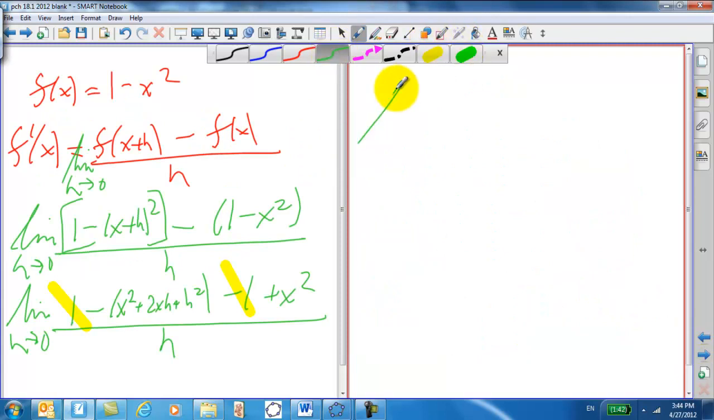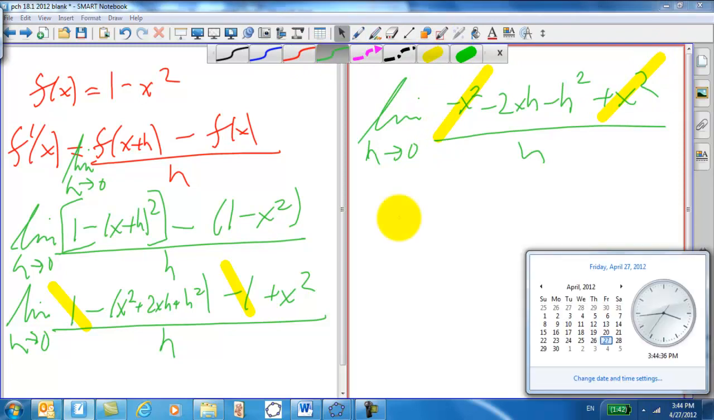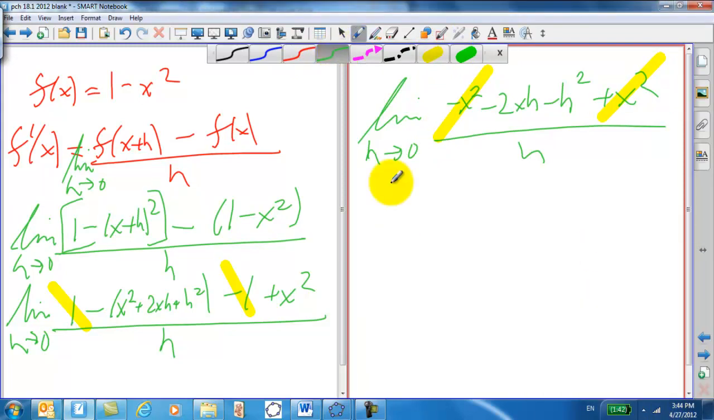And now let's continue our limit, the limit as h goes to 0. Let's keep expanding here: negative x squared minus 2xh minus h squared plus x squared all over h. And again, we see stuff canceling. So we have the limit as h goes to 0 of negative 2xh minus h squared over h.